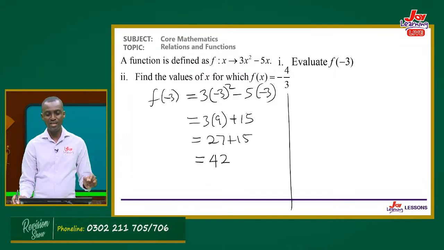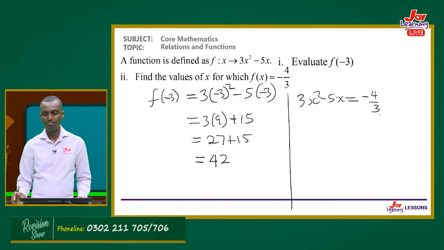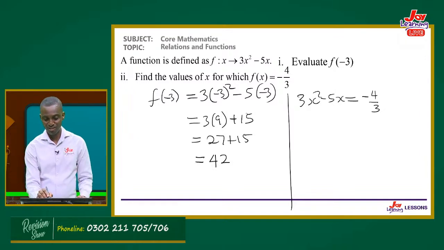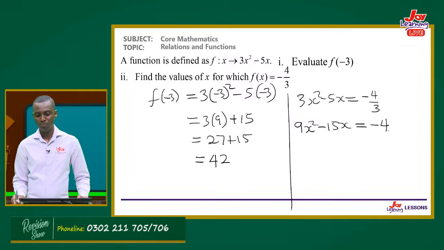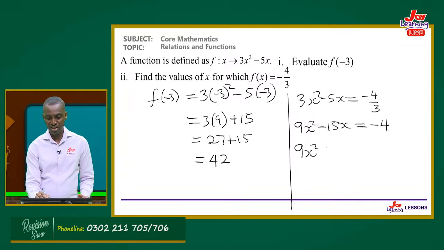Then the question said, find the values of x for which the function 3x squared minus 5x is equal to negative 4/3. So we just do the simplification, and then you do a normal quadratic equation. When you multiply through by the LCM, you can write 9x squared minus 15x is equal to negative 4. And since it's quadratic, you can rearrange it as this.